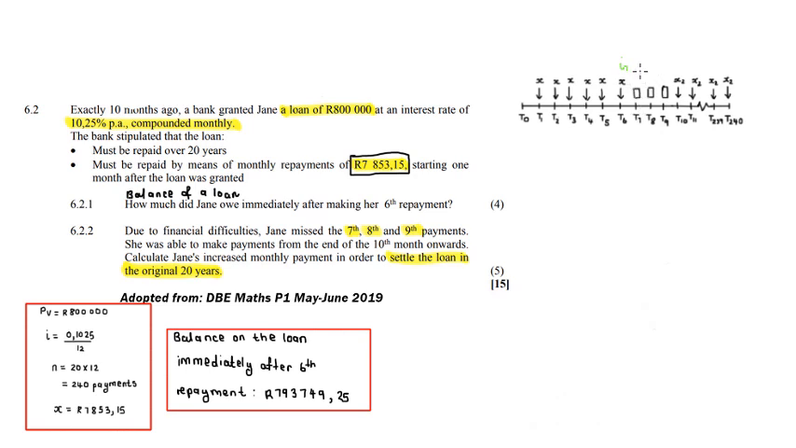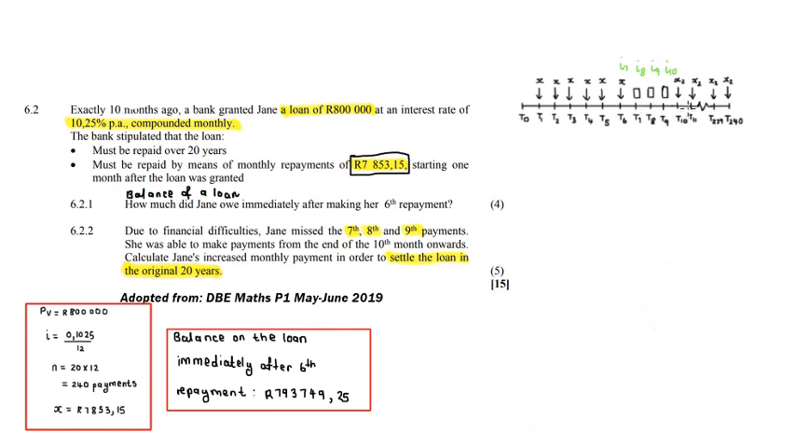Well, the bank carries on and it charges interest for the 8th month. Okay, the 8th month goes by. At the end of the 8th month, she is expected to make a payment, but she doesn't do so. The bank carries on again. It charges interest for the 9th month. Okay, the 9th month goes by. At the end of the 9th month, Jane is expected to make a payment, but she doesn't do so. Then the bank carries on and it charges interest for the 10th month.